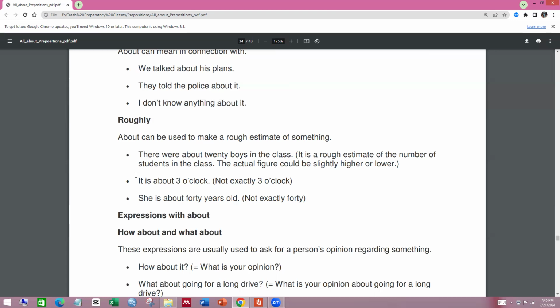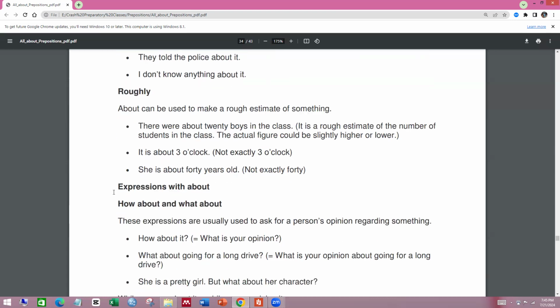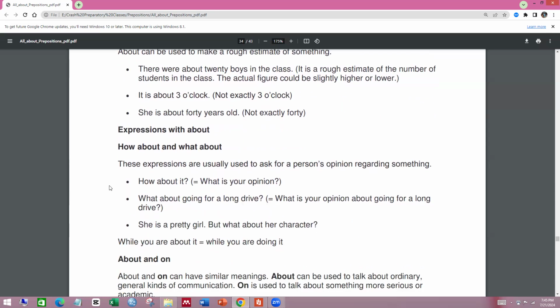It is about 3 o'clock, not exactly 3. लगभग जिसे हम कहते हैं. She is about 40 years old, not exactly 40, but yeah, 39 or 41, yeah, near about. Okay.